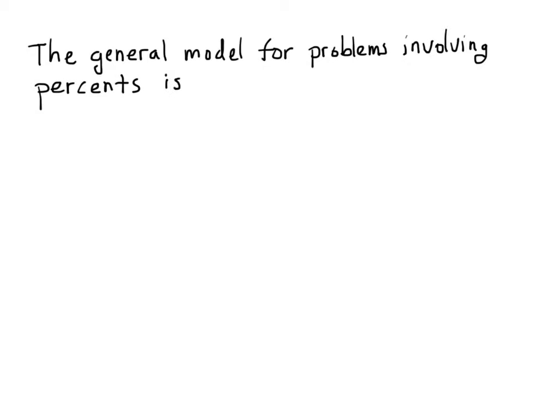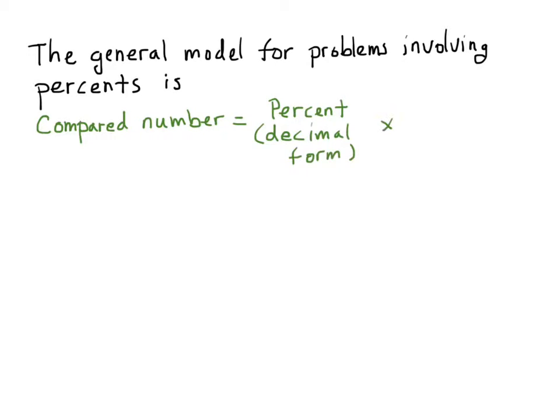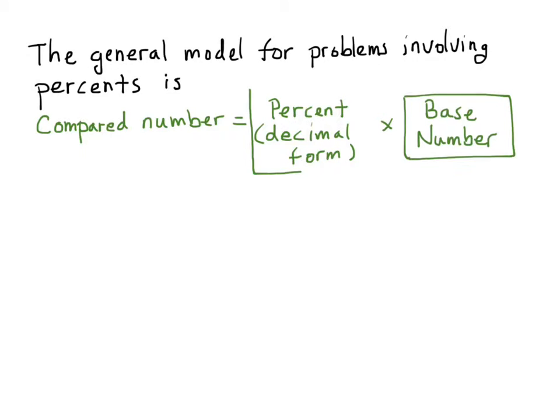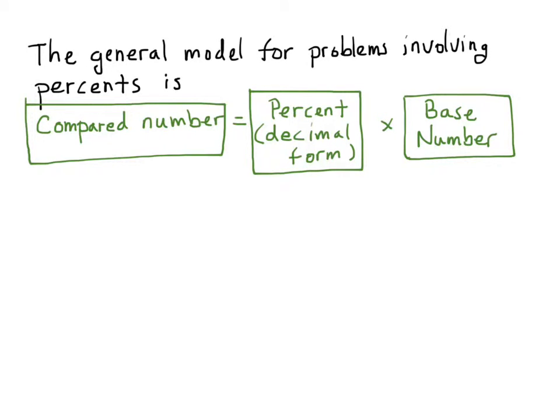So if we look at the general model for problems involving percent, we have this: compared number equals the percent times the base number. Now, anytime I talk about percent in an equation, I'm really referring to the decimal equivalent of that. It's pretty uncommon to deal with the percent sign in there. You always want to change it to parts of 100, or make it into 0.30 instead of 30%. So that's what I mean by decimal form there. So that's the general model.